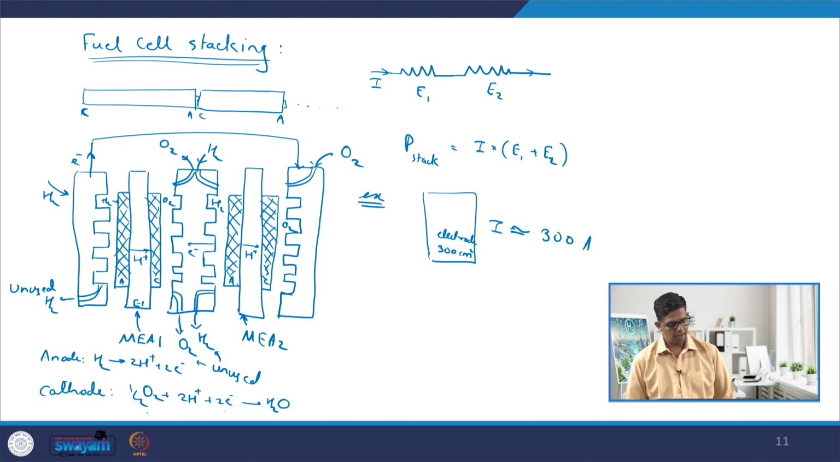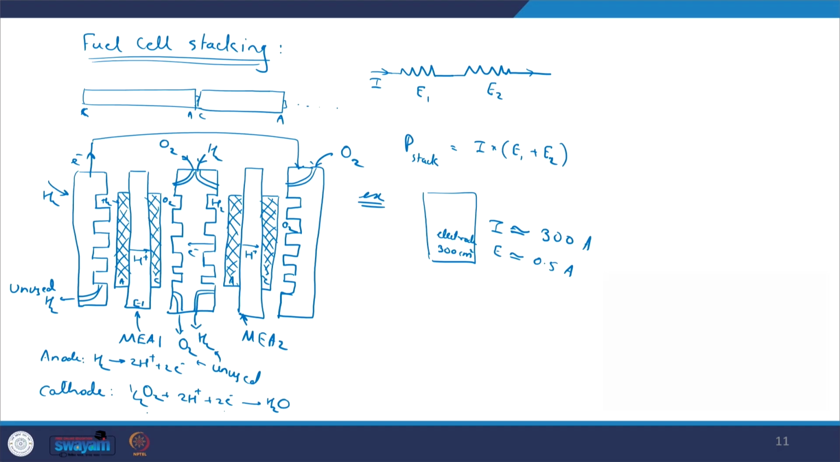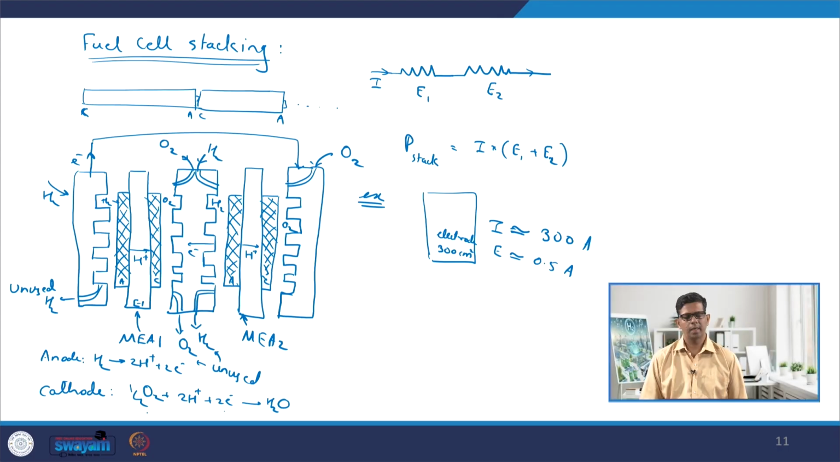So, in other words, if we have one cell of the stack that is giving an output of 300 amperes and the potential is around, let us say, approximately 0.5 volts. If you look at these numbers, the current is huge. However, the potential that the cell is operated at is pretty low, and that is one of the reasons why the potentials are added up instead of current. In order to do that, the cells are connected in series combination, so that the net current flowing through the circuit remains the same and the voltage gets added up.